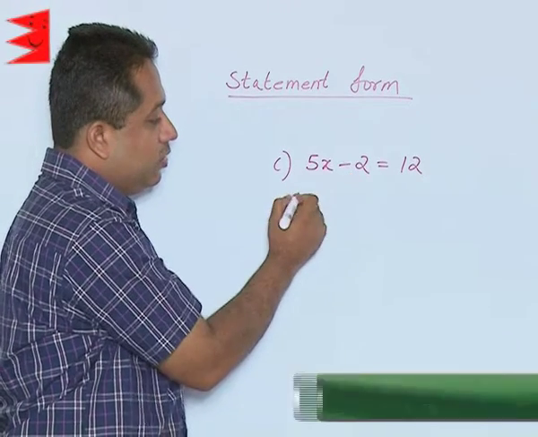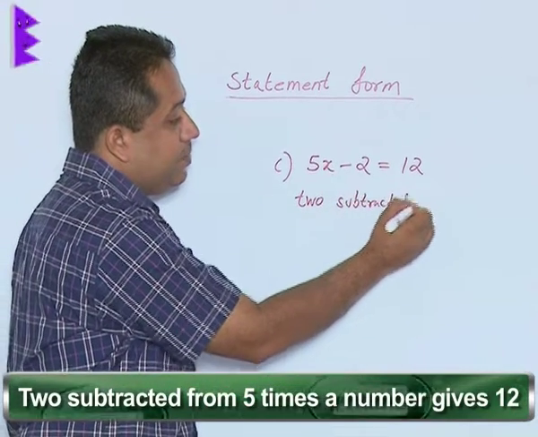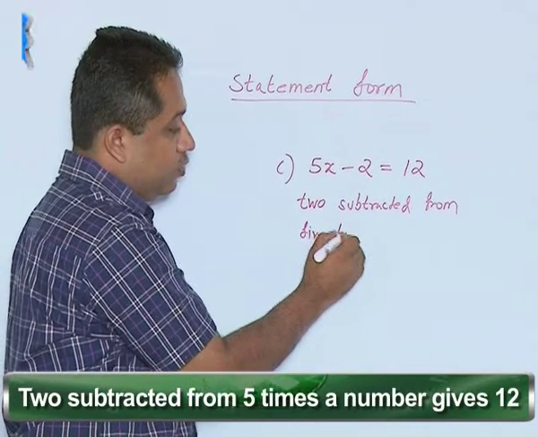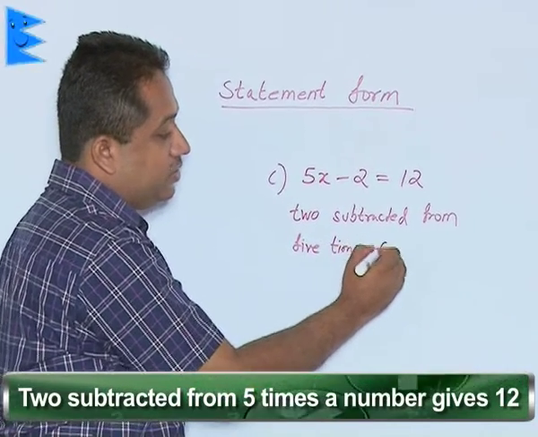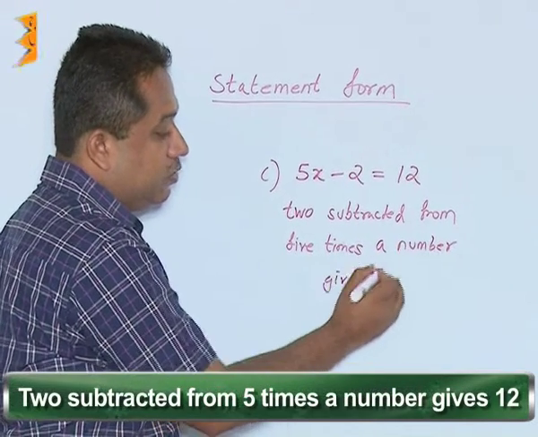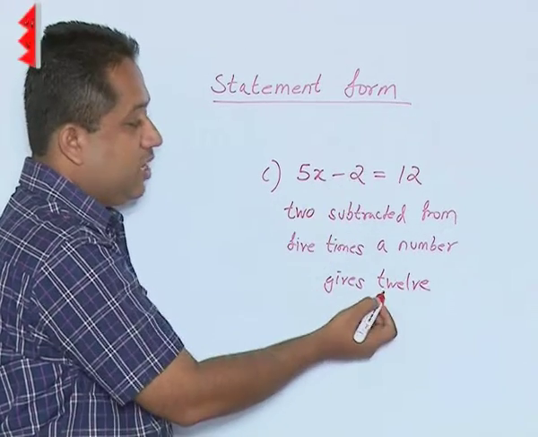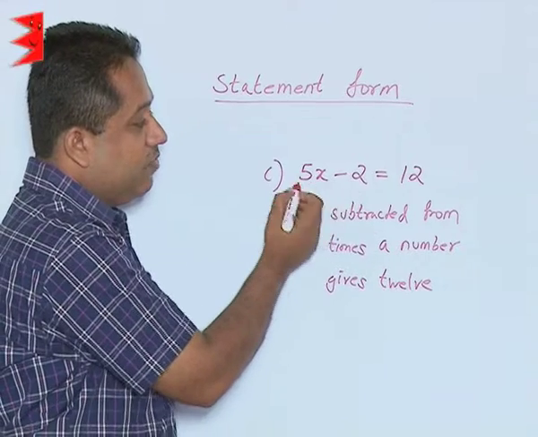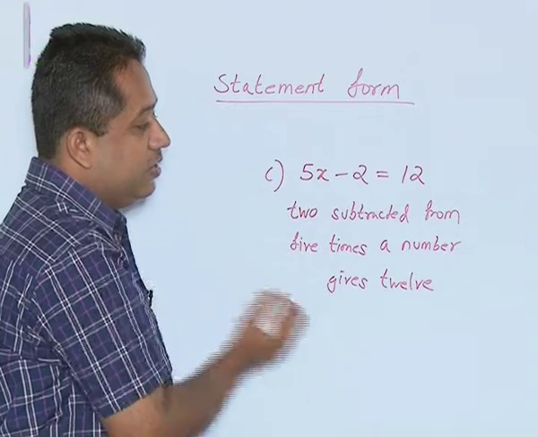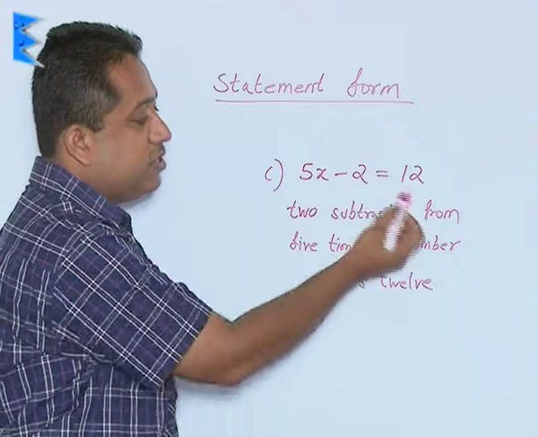So, we have to write this in statement form. So, we will say 2 subtracted from 5 times a number gives 12. So, here we have converted the equation to a statement. So, 2 is subtracted from 5 times a number. Why 5 times a number? Because it is 5x, 5 and x are being multiplied. So, here 2 subtracted from 5 times a number gives 12. Gives 12 means it is equal to 12.